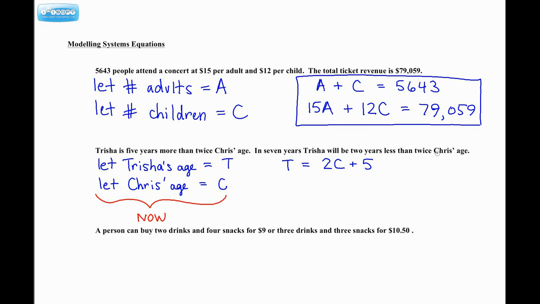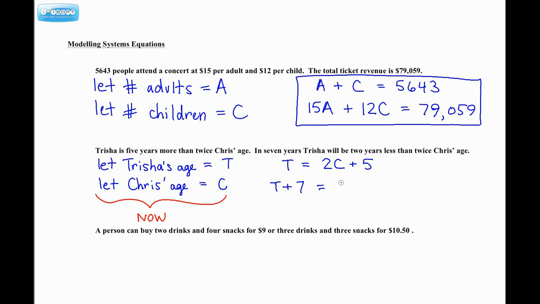The next one is a little bit more challenging. Okay. In 7 years, Trisha will be 2 years less than twice Chris's age. So in 7 years, Trisha will not be t. She will be t plus 7. Because t represents how old she is now. So in 7 years, Trisha will be, so will be is the future tense for is, 2 years less than twice Chris's age. So we take twice Chris's age and we subtract 2 from it.